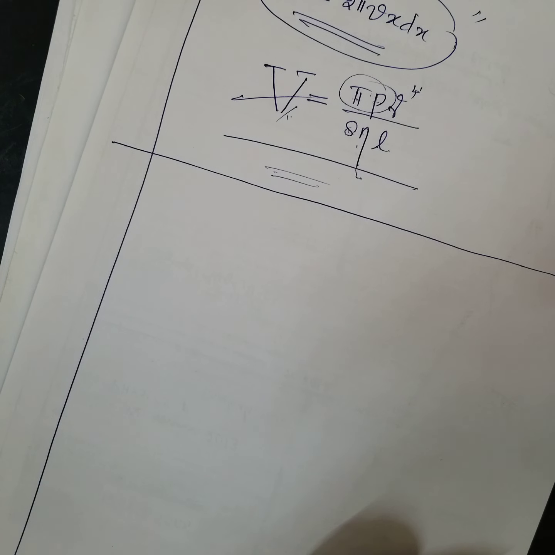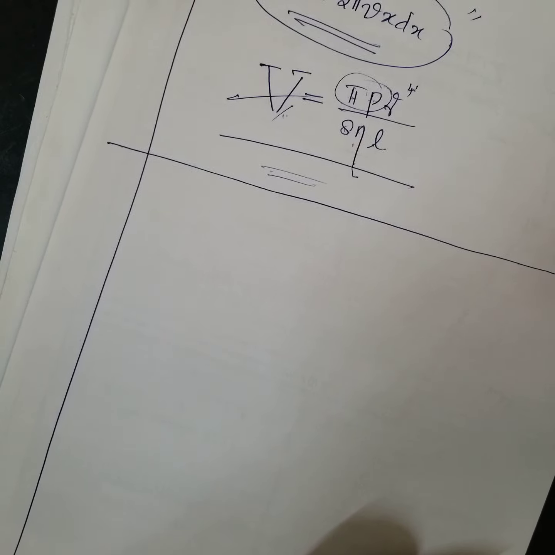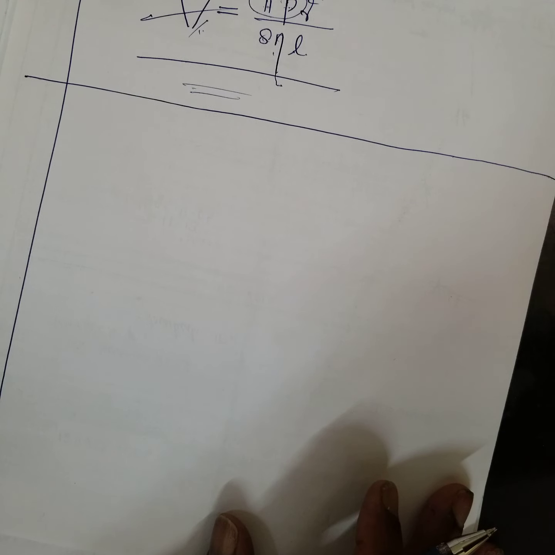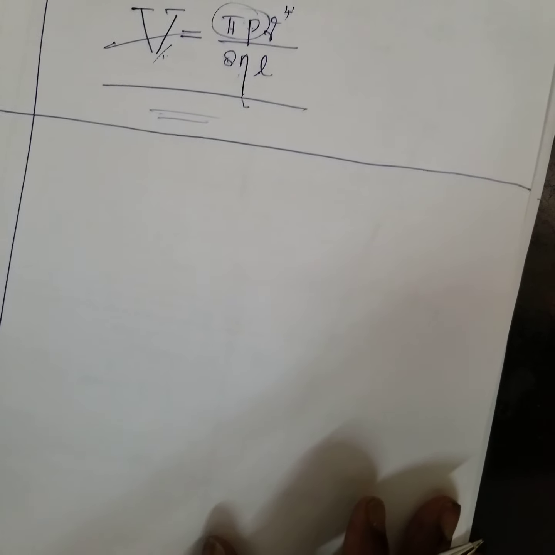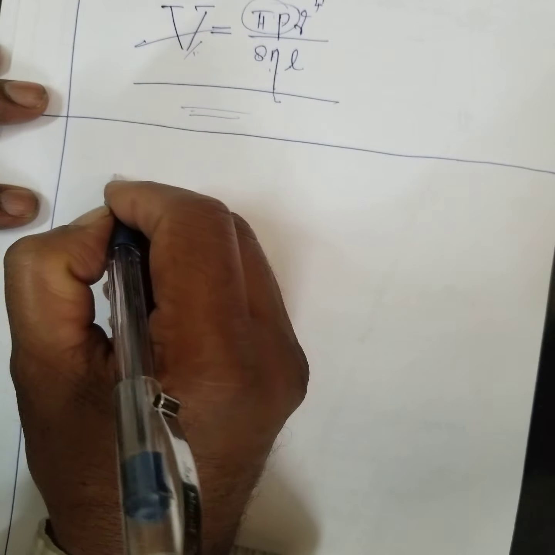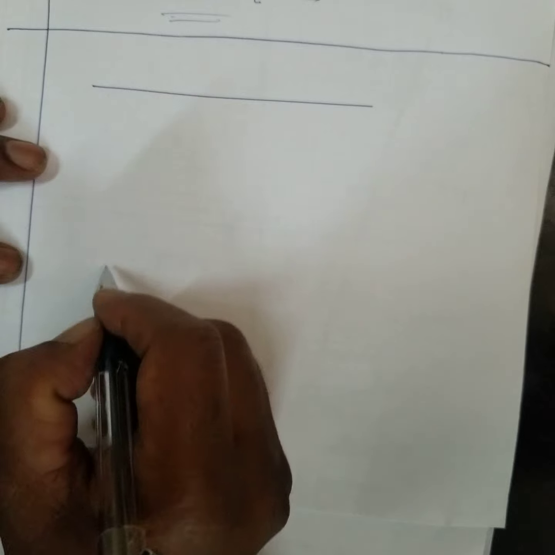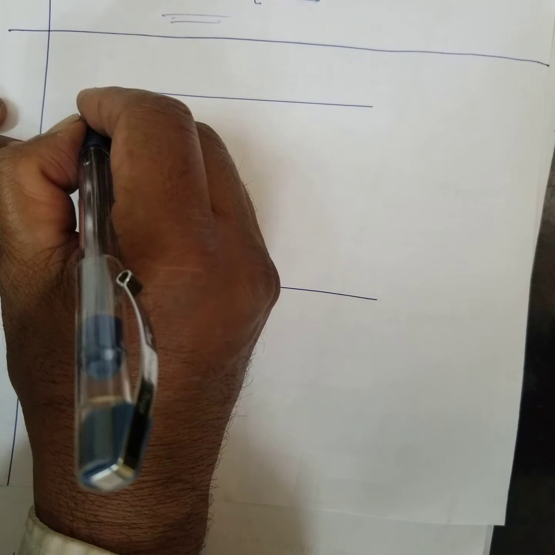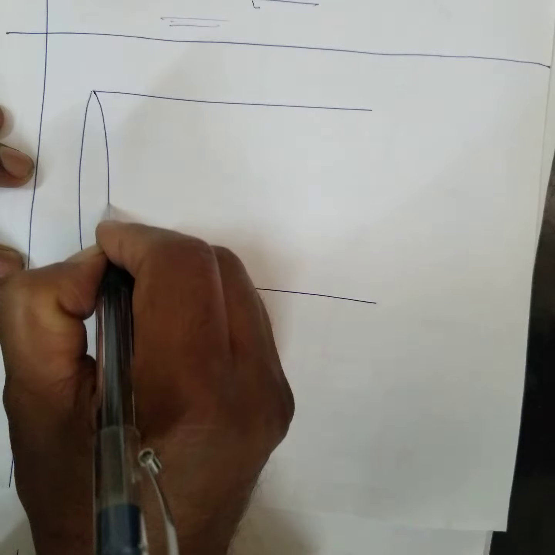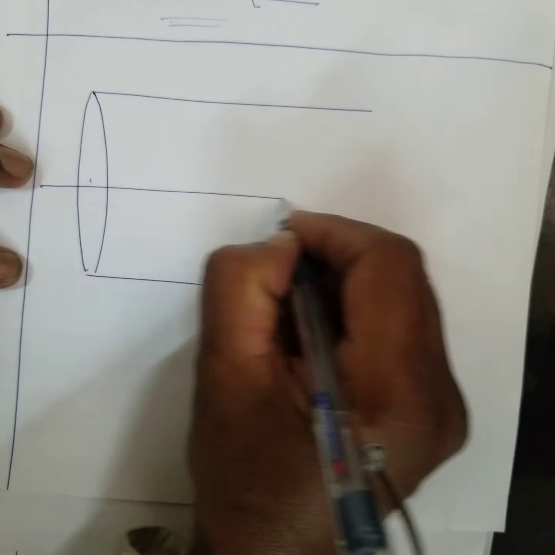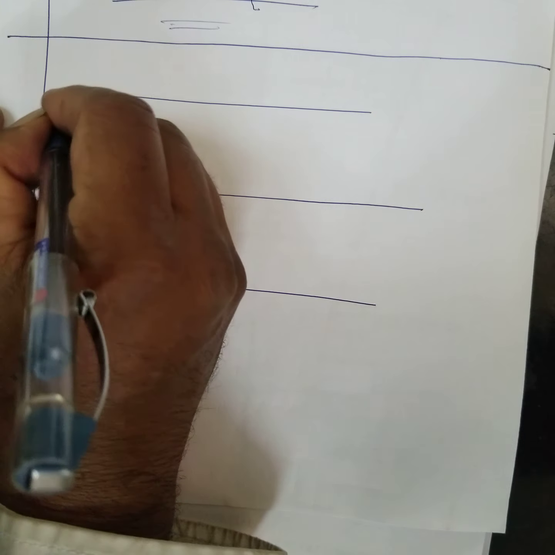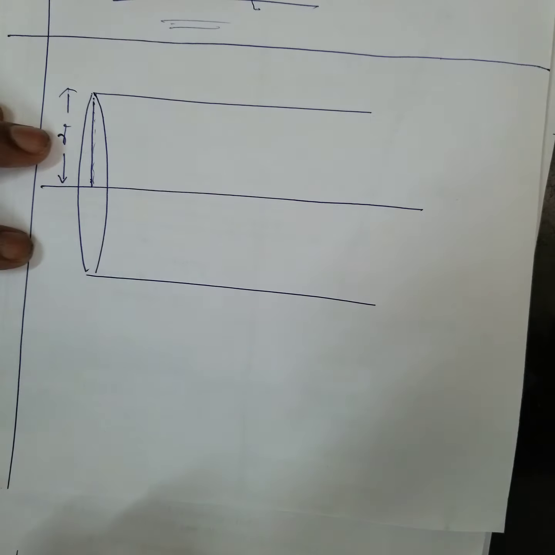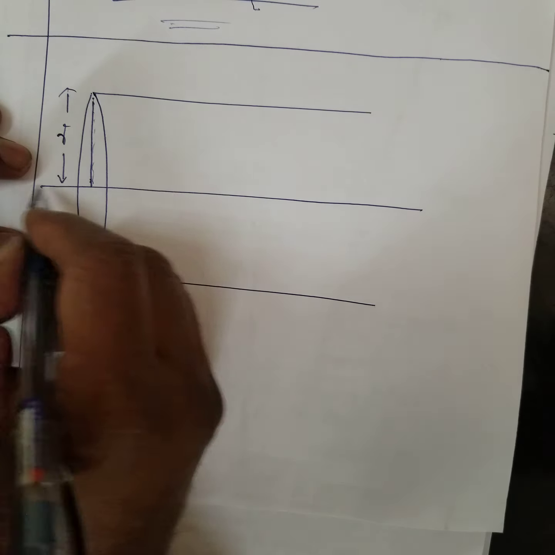See now, for that you have to make some assumptions. What are the assumptions? Suppose, consider a narrow tube, whose radius is R. This is the axis of the tube, and R is the radius. Some textbooks use capital R. R is the radius, and this is the axis.